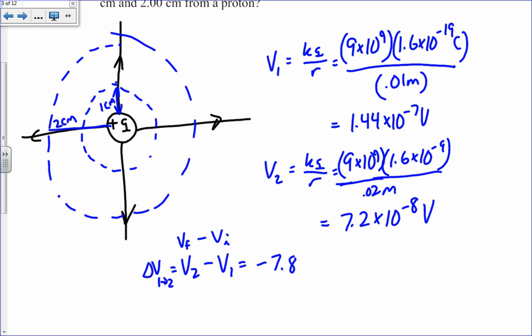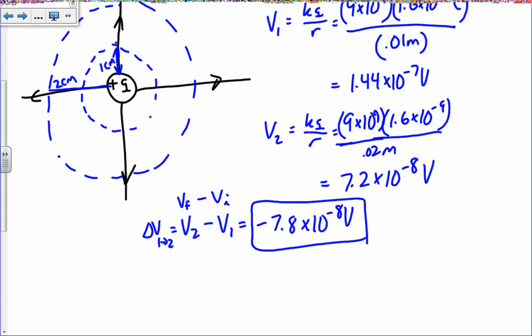Negative 7.8 times 10 to the minus 8 volts. You have to be very clear about what your initial and final position are when you're calculating potential. All right, and I wasn't there, I'm sorry.